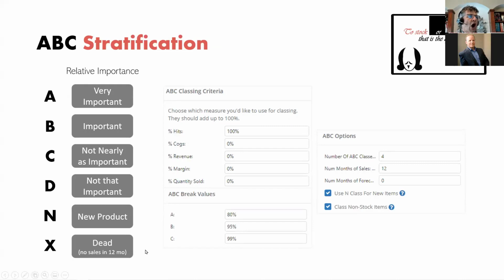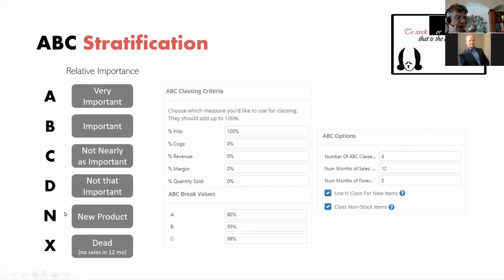So for those of you that aren't as familiar with the ABC stratification method, again, it's using the Pareto principle, and if you look at the A's, they're the items that are very important to the business. B's are important, but not very important. C's are not nearly as important, and D's are really not that important, but oftentimes they're purchased by your favorite customers, and so you need to keep them on the shelf, even though economically it doesn't make as much sense.